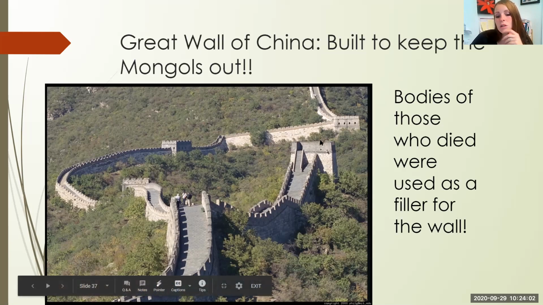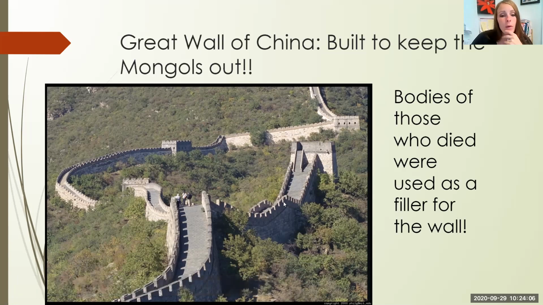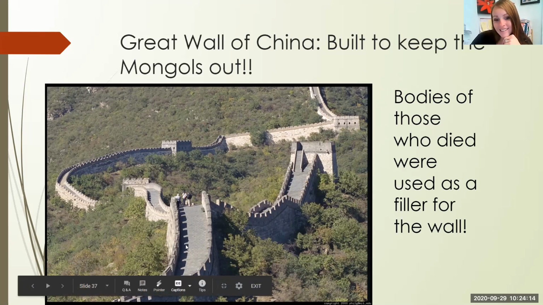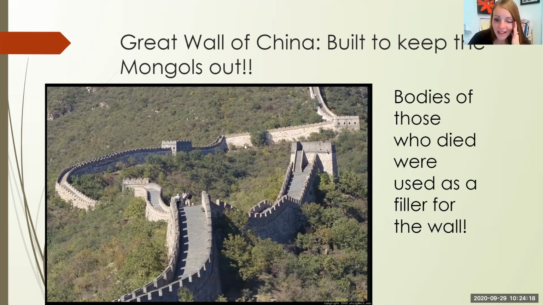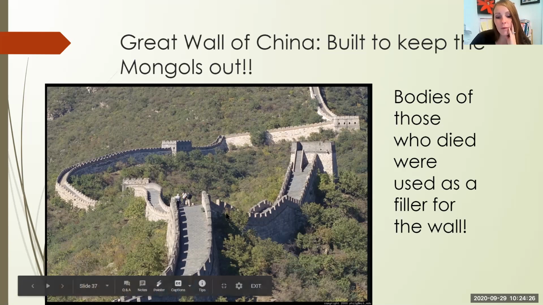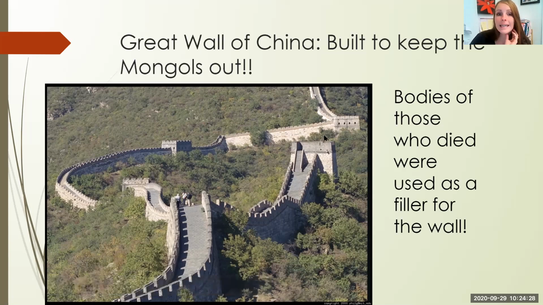But people who died in making this wall, or died in battles when the wall was being built, they used their bodies as filler for the wall. So within these walls, there are bodies. This is their grave. So it's kind of like, oh my heck, there's bodies in there. So it's kind of cool. So you could talk about this as an invention technology if you want to, a big, huge wall to keep invaders out.